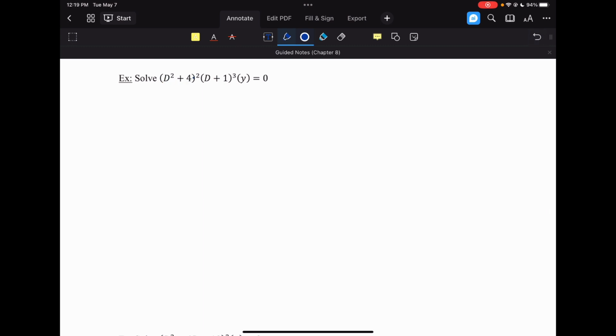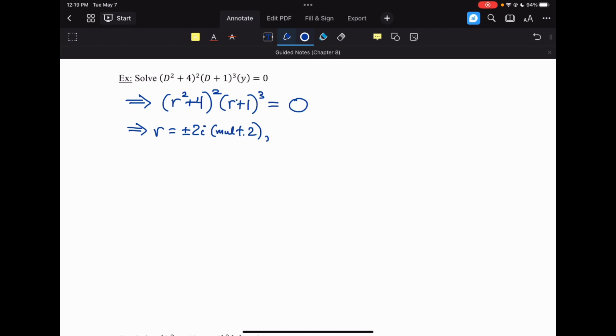So we have (d squared plus 4) quantity squared times (d plus 1) quantity cubed of y equals 0. So convert to the auxiliary equation: (r squared plus 4) squared times (r plus 1) cubed equals 0. This first one will give us a complex solution. If you subtract that over, you get r squared equals negative 4. So r is going to be plus or minus 2i, each one having a multiplicity of 2.